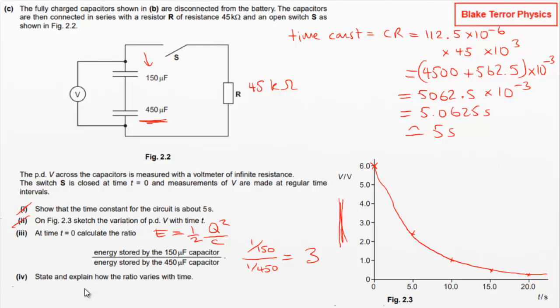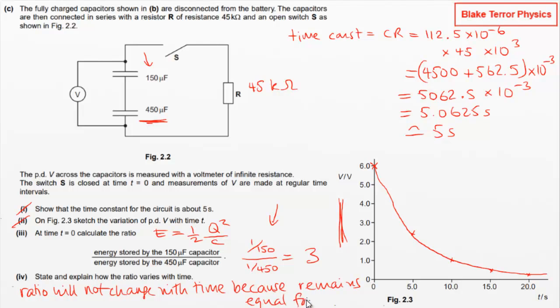Final part, state and explain how the ratio varies with time. Well, we can see that this calculation that we've got here isn't going to change, because this Q, they're always going to have the same amount of charge on the capacitor. When we're discharging it, the electrons are going to be leaving at the same rate from both capacitors. So Q always stays equal for both of them, in which case we're always going to have this same ratio. So the ratio will not change with time, because the Q is always the same, because Q remains equal for both capacitors.